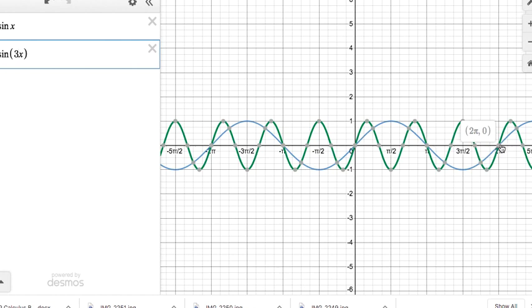Let's count them out. So here you can see where 2 pi is. And so now we've gone through, here's one cycle right here. Here's my second cycle right here. And here's my third cycle.